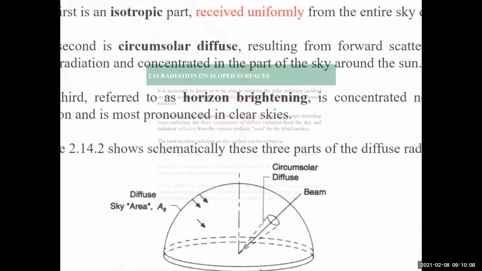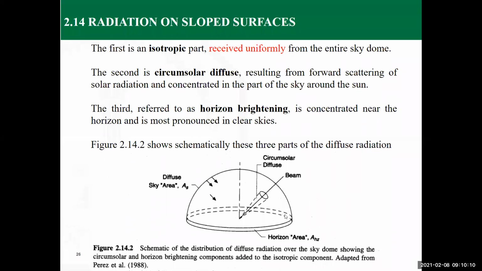Let's talk about the components again. Here we have a tilted surface, and this tilted surface is receiving components of the diffuse radiation, which are basically divided into three. It is receiving radiation from all the surroundings, from the sky dome or the hemisphere on top of it. So there's exchange of radiation between the sky hemisphere and the surface.